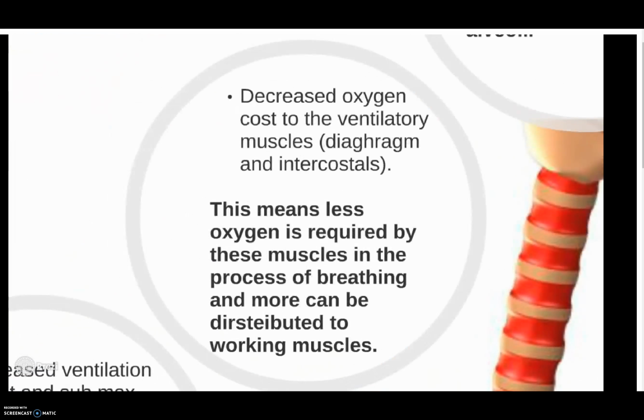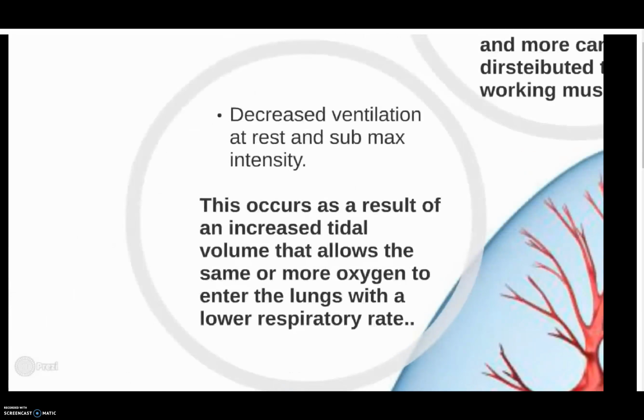We get a decrease in the oxygen cost to the ventilatory muscles, that's the diaphragm and the intercostals. That means less oxygen is required by those muscles in the process of breathing, and more can be distributed to working muscles. We get decreased ventilation at rest and submax, and that's because we've got an increased tidal volume that allows the same or more oxygen to enter the lungs with a lower respiratory rate.